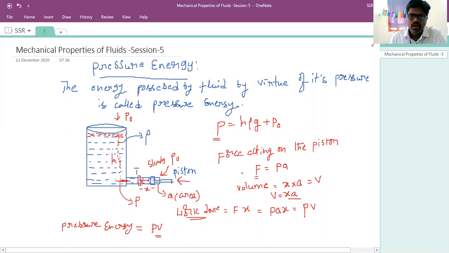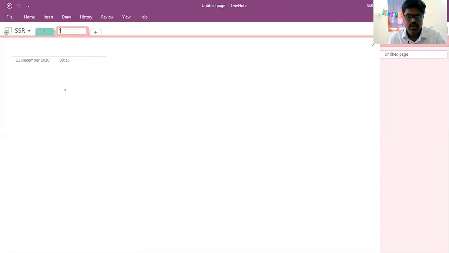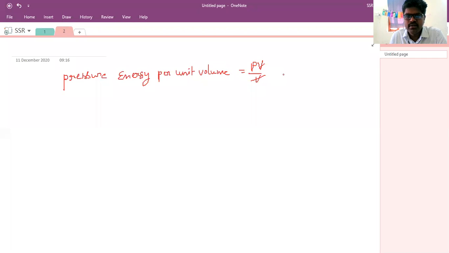Now there are certain small applications of this pressure energy. Pressure energy per unit volume: that is equal to PV by V. V and V cancel, so that is again P. That means static pressure. So the pressure energy per unit volume we can call static pressure.